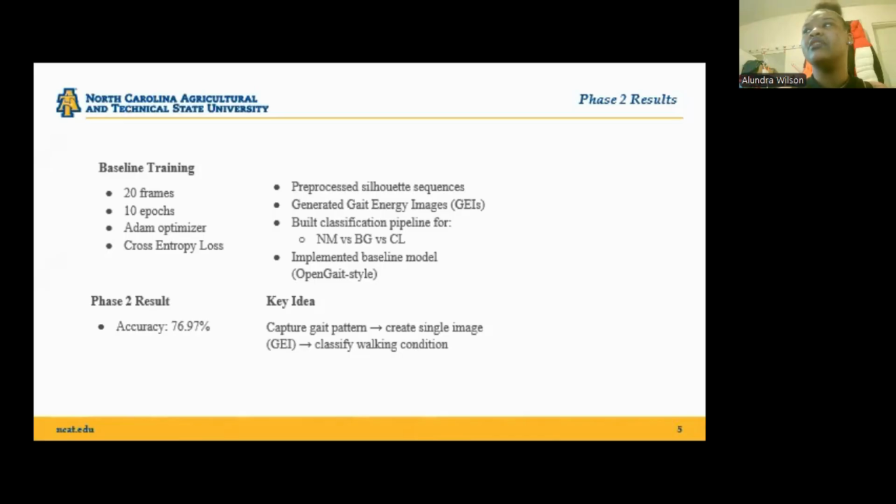The baseline achieved approximately 76.97% accuracy on unseen test subjects. While this result demonstrated that the pipeline was functional and capable of learning meaningful gait features, it also highlighted areas for improvement. We noticed that some classes were easier to separate than others, especially under appearance variation.